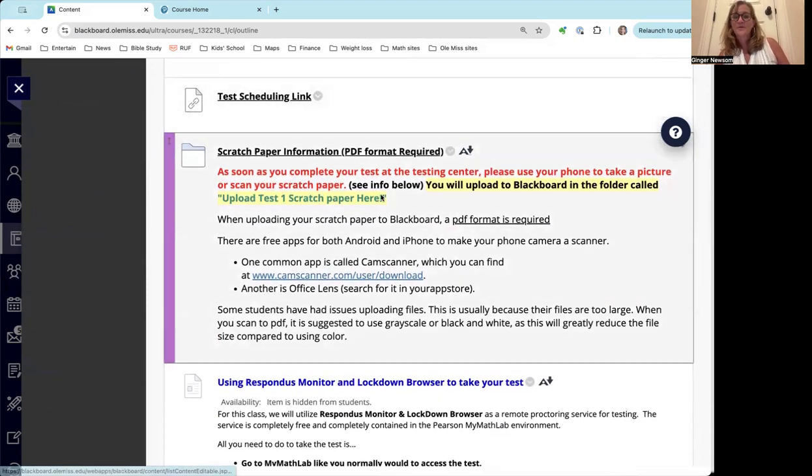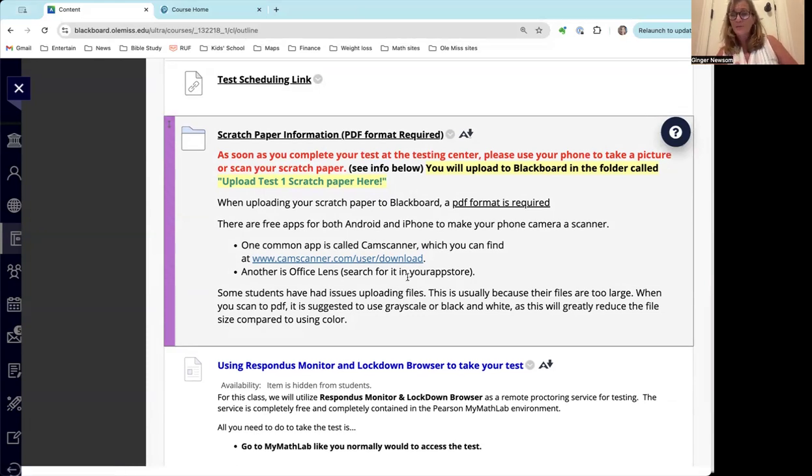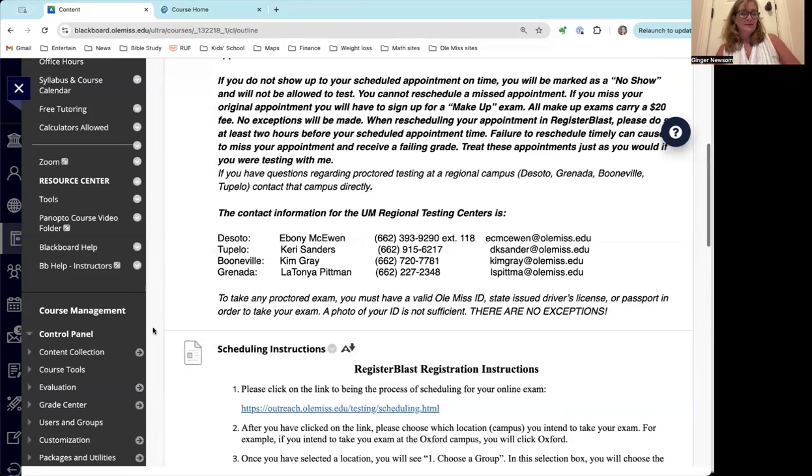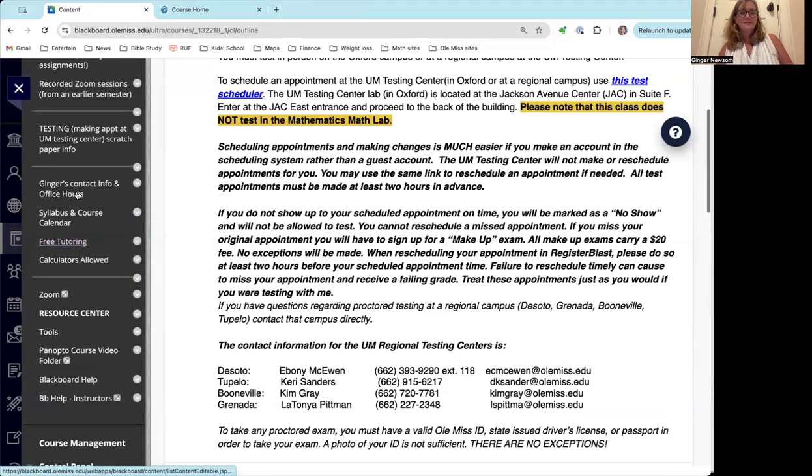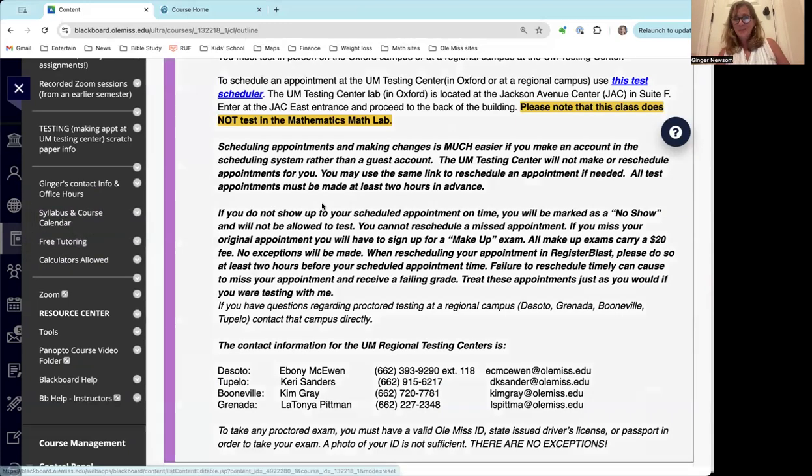Yeah, the scratch paper information. I'll give you more information about the scratch paper at test week. Okay, that way, I know this is the beginning of the semester, as far as uploading your scratch paper and how you can do it. Okay, so this is all on Blackboard for you to know, and I'll highlight that more in an email to you closer to test time. All right. So that's that. And then the only thing left on here is my contact hours, the tutoring link, and my syllabus and course calendar. Okay, so that's Blackboard.